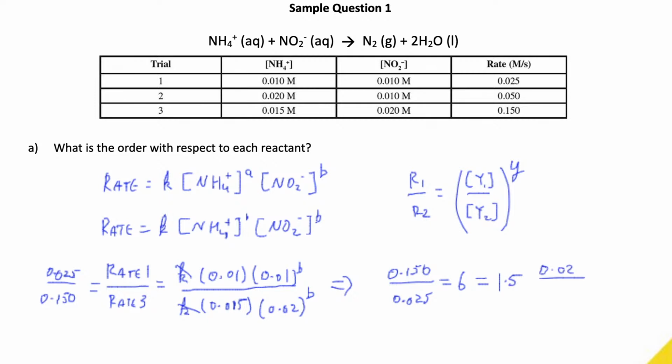0.02 over 0.01 to the power b. This means 3 is equal to 0. Well, I should just write it as 2 over 1. Yeah, not 3. What am I doing here?